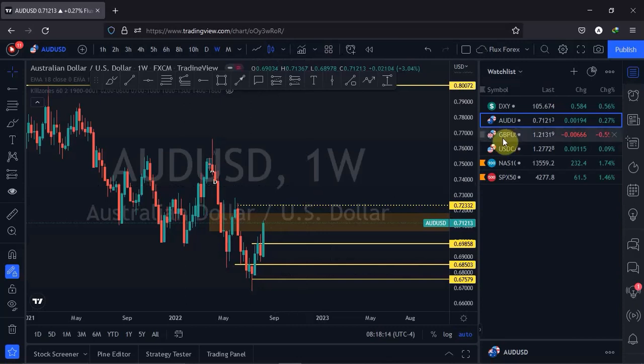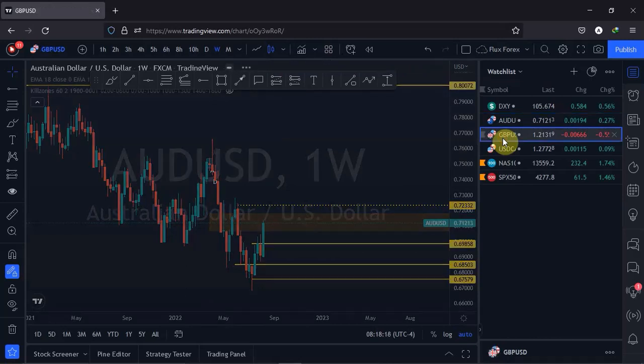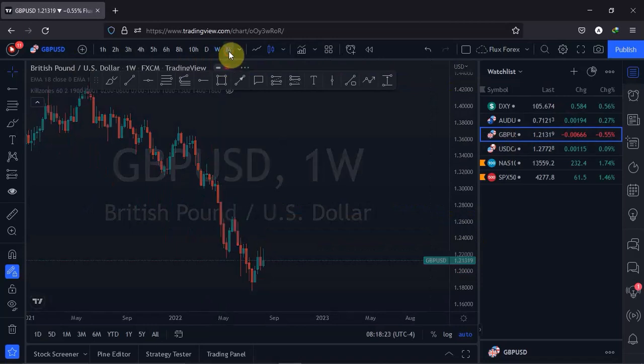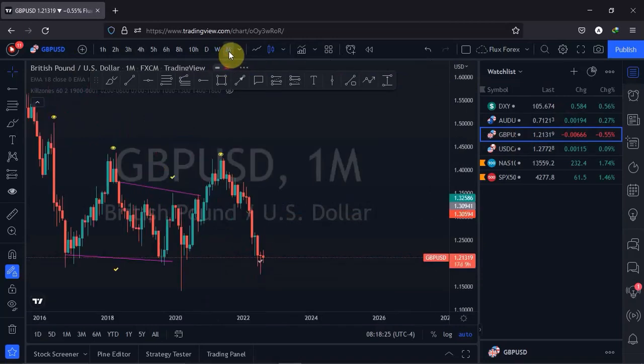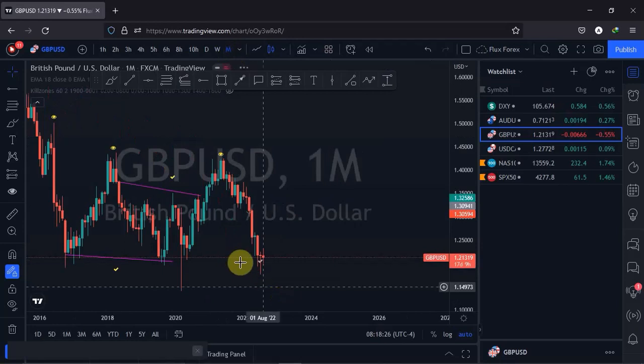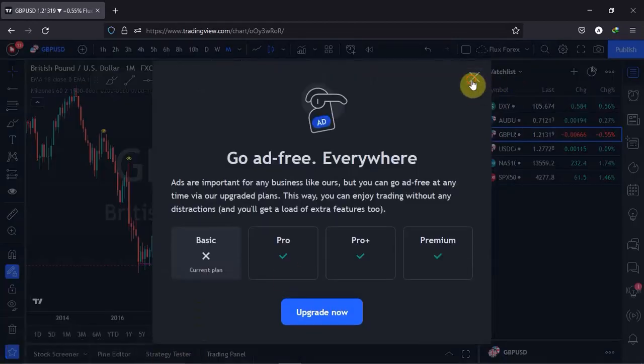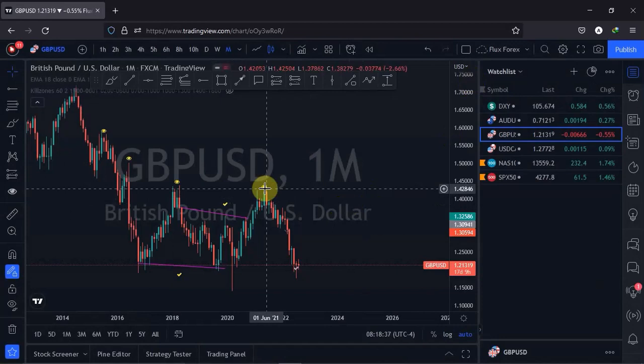Let's switch to GBPUSD and see what is happening. For GBPUSD on the monthly, we are still seeing somewhat strength. We are seeing some strength on the monthly, but the dollar index is still giving us a bullish sentiment.